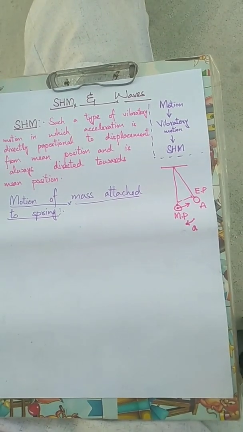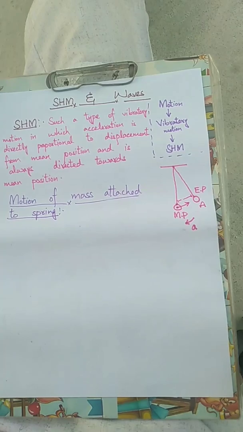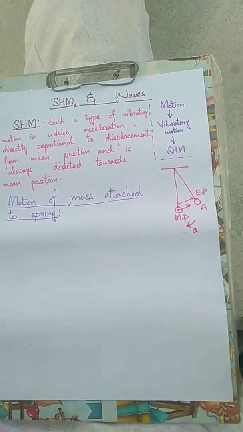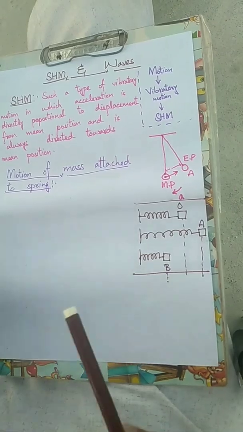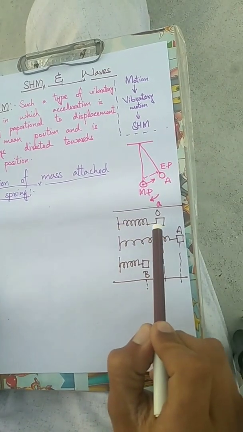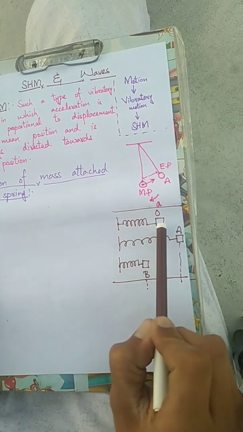The first example which we will have to explain is the motion of a mass attached to a spring. So we shall take a mass which is attached to a spring and then apply this definition of simple harmonic motion on that particular mass. If we take a mass attached to a spring, then let's say it is initially at rest and it is at position A.